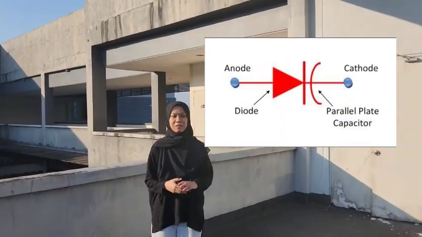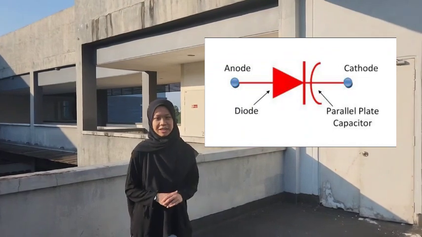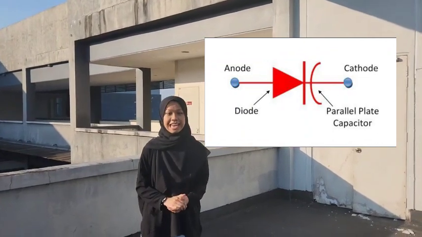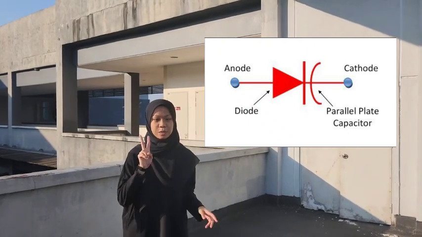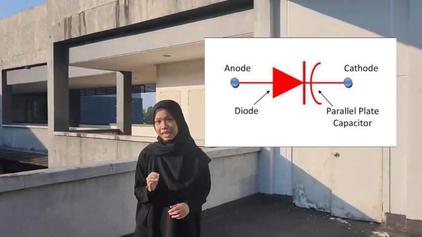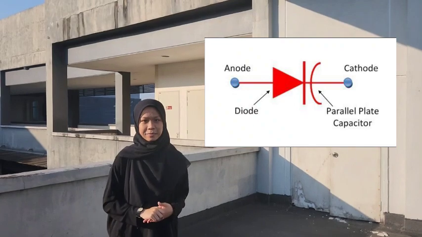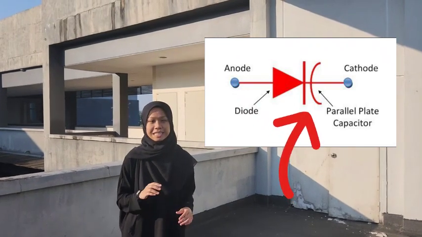This is the symbol of the varactor diode. The symbol of the varactor diode is similar to the PN diode. It has two terminals, the anode and the cathode. At the diode, it has two parallel lines that represent the conductive plates of the capacitor. The gap between the plates shows the dielectric of the diode.